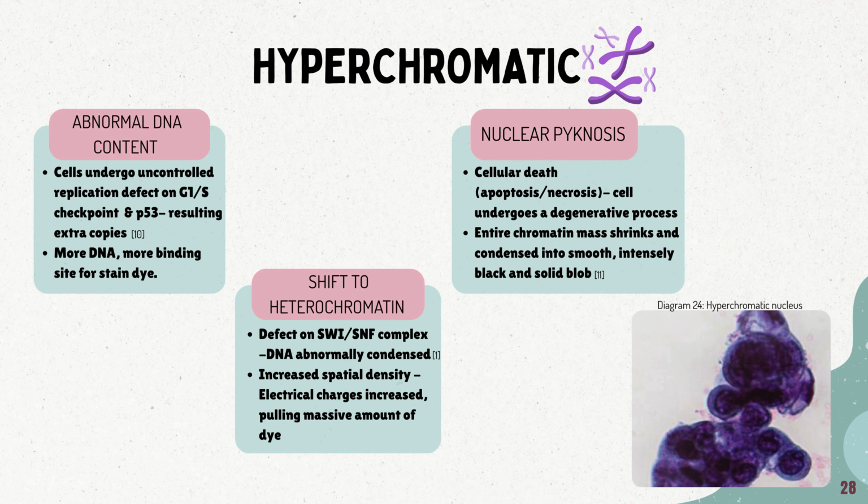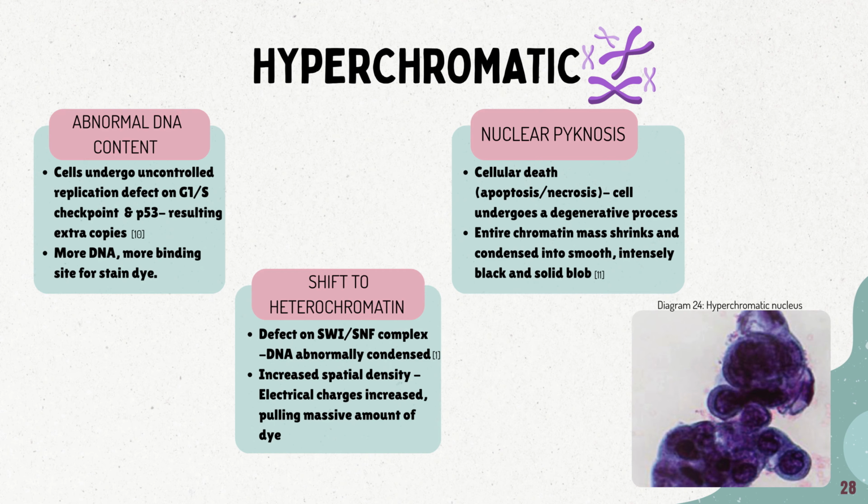Lastly, cell pyknosis. As a cell enters irreversible injury or early death, the pH of the cell drops sharply. This intense acidity causes the nuclear proteins to denature and causes the entire mass of chromatin to shrink, collapse, and condense into a single tightly packed mass. Because all the DNA has been crushed into an ultra-dense space, the spatial density of its negative charges hits an absolute maximum. It absorbs the hematoxylin so heavily that it turns into a smooth, perfectly round, intensely dark, solid black-purple blob.